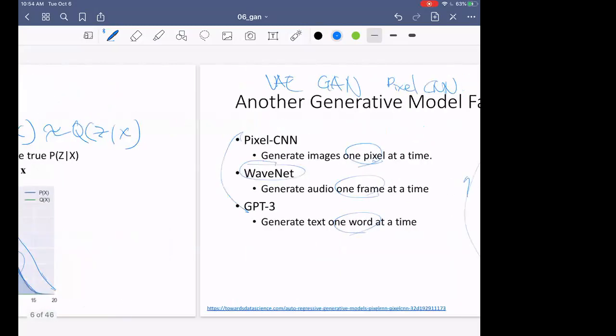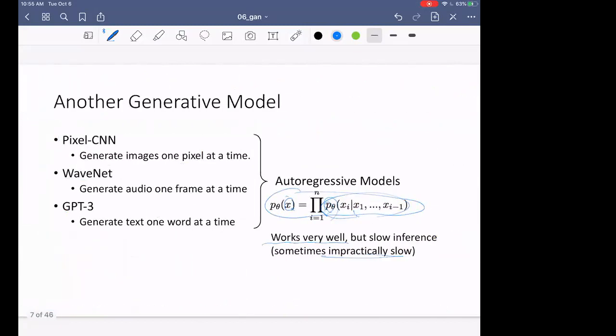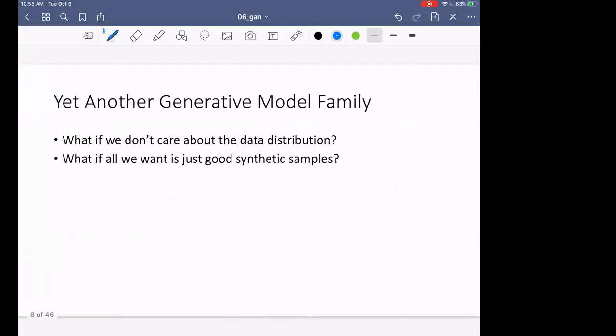So that was VAE. In the autoregressive model, we explicitly modeled the data distribution p of x by factorizing it into autoregressive form. So in this case, we could directly generate samples by using the autoregressive models, and that was directly modeling the data distribution.